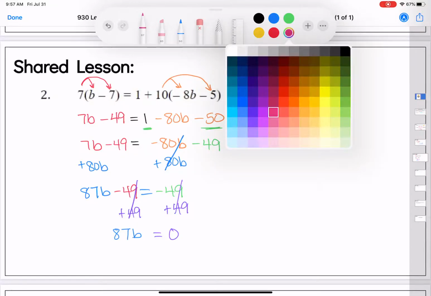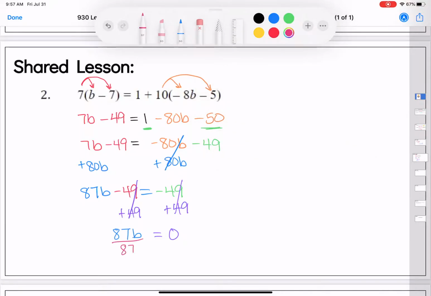And now I need to divide both sides by 87. Over here, 87 divided by 87, those cancel out. I'm just going to move over here. So all I'm left with is b on this side equals, what is 0 divided by 87? 0. So my final answer here is b equals 0. Right there.